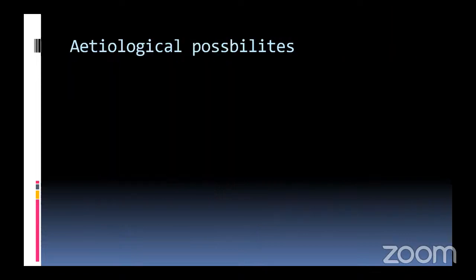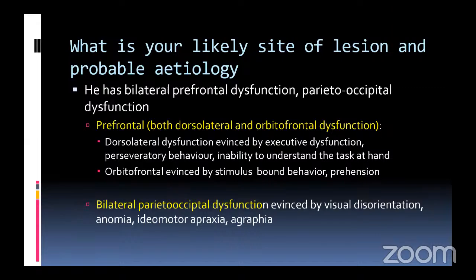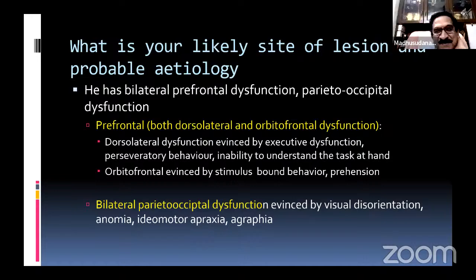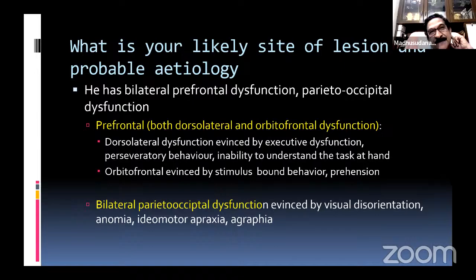Sir, dominant parietal we can say, sir. Pardon? Dominant? I didn't get you. Ideomotor apraxia, agraphia, everything can come under dominant parietal. Why should we invoke bilateral, sir? Yeah, your point is correct. But he has got a visual disorientation, and that usually is bilateral parieto-occipital, more of the non-dominant. Because, sir, he is unable to localize objects in the correct space.